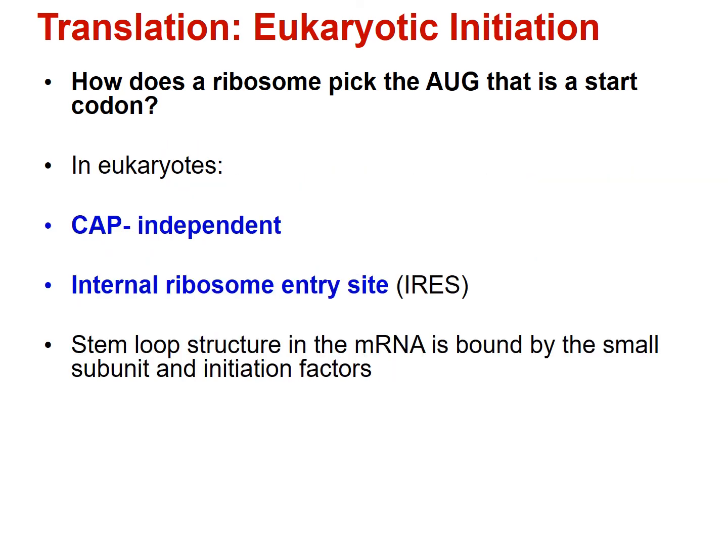Now, there is another way that eukaryotes can initiate translation, and that's called the cap-independent method. Here the ribosome doesn't recognize the 5' cap. Instead, it finds a position inside the messenger RNA. This is what's called an internal ribosome entry site, or IRES. It just means that there's some portion in the messenger RNA that gets recognized. Now, this site is usually a very structured portion of the RNA. It has stem loops, and this structure can be bound by the small subunit and the initiation factors.